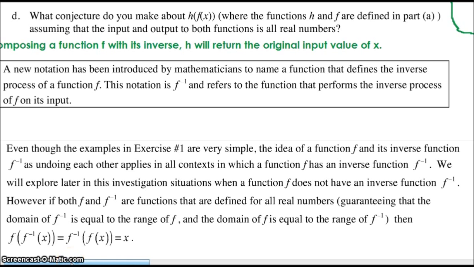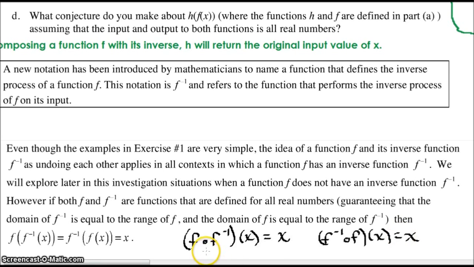Even though the examples in exercise 1 are very simple, the idea of a function f and its inverse function f inverse as undoing each other applies in all contexts in which a function f has an inverse function f inverse. We will explore later in this investigation situations when a function f does not have an inverse function. However, if both f and f inverse are functions that are defined for all real numbers, guaranteeing that the domain of f inverse is equal to the range of f, and the domain of f is equal to the range of f inverse, then anytime we take a composition of f and f inverse, whether it's f of f inverse of x or f inverse of f of x, we always get x.